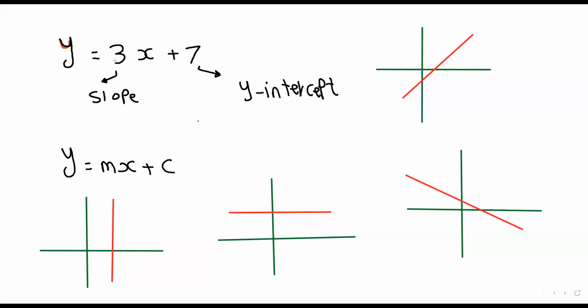This equation y equals 3x plus 7. We have learned how we can graph this equation by taking points. And after graphing the equation, we deduced that this coefficient of x represents the slope of the equation, and this number here represents the y-intercept.